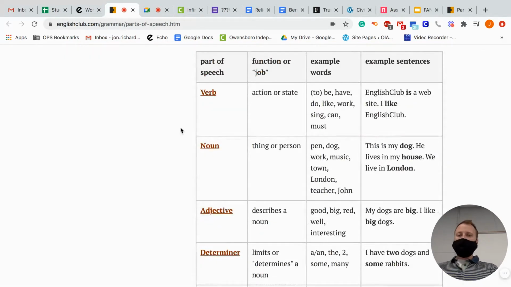But the big ones that you need to know is a verb is an action, okay? To have, like, work, sing, must. An example here is English Club is, so that's your verb, a website. I like English Club. So it's something you do, okay? So if it's something that you can say, I can do that, like I can like something, I can run, I can swing a bat, swing, okay? So those are verbs, okay? So we should know that, but just kind of bringing it back in.